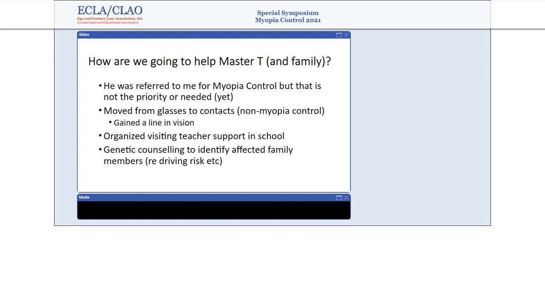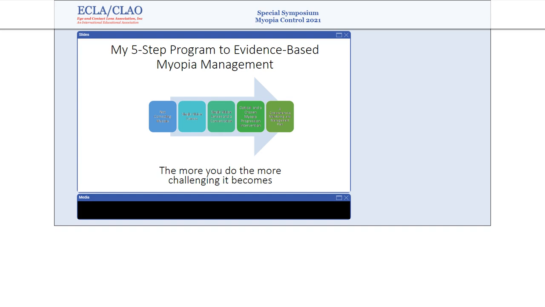So how are we going to help Master P and his family? He's referred to me for myopia control, but that really isn't the priority. He is moving to contact lenses, so that gained a line of vision just from minification, which really helps these kids. Support in school is going to be transformative as well. And gene counseling for the rest of the family, particularly undiagnosed adults who are actually driving. There are always a few of those in these families.